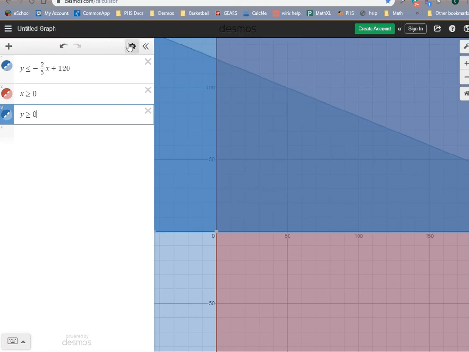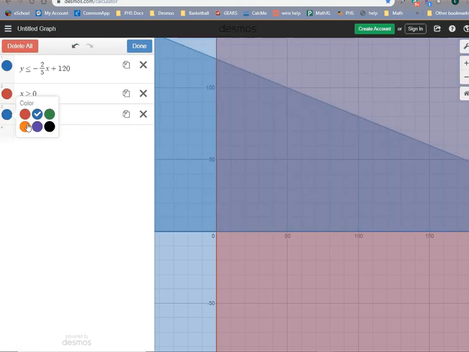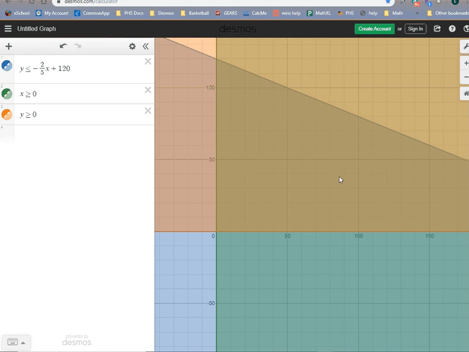And let's get a different color here. How about, let's go orange, and we'll go green. So now that's a little better. Now we can see this is the only triple shaded region, isn't it? That's the part we were looking for, right?